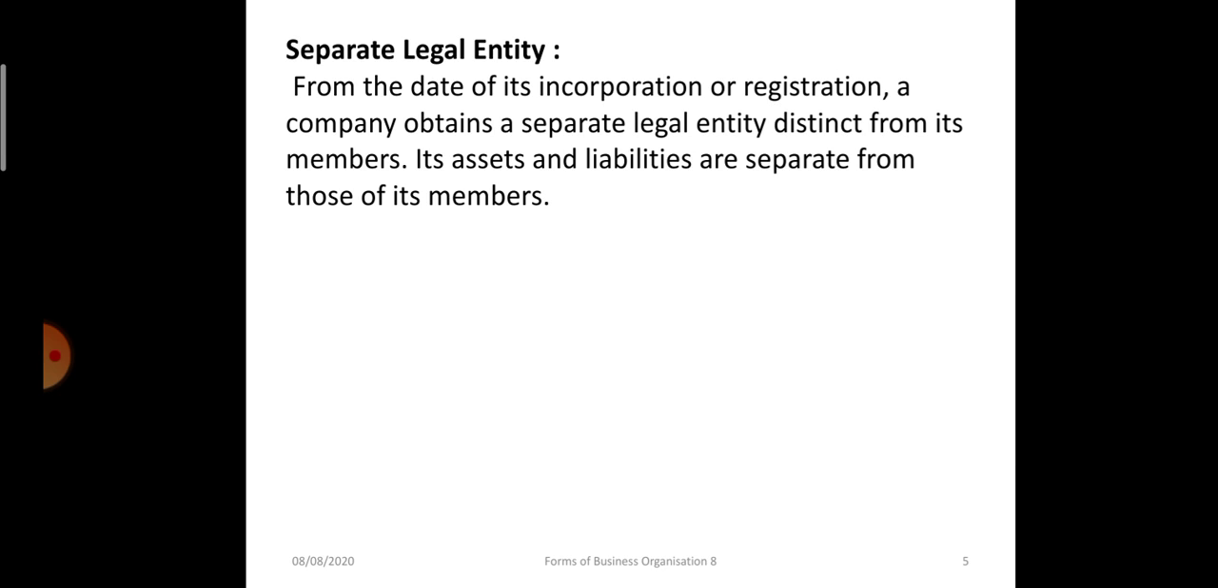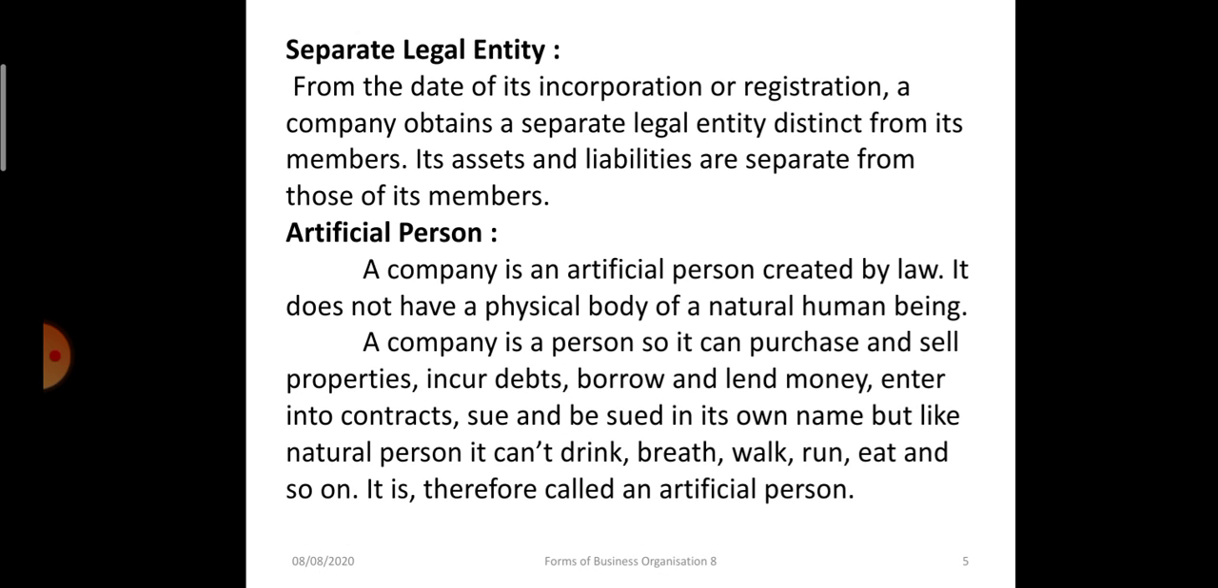It can buy property in its own name. It can file a case against any other person or company. So, in the eyes of law, it has a separate legal entity. Artificial person, as discussed, it has a separate legal entity. It is considered as a person in the eyes of law. But it is not considered as a natural human being, because it does not have a physical body. It does not drink, breathe or walk, but it can buy property, it can enter into agreements, it can borrow money, it can lend money.